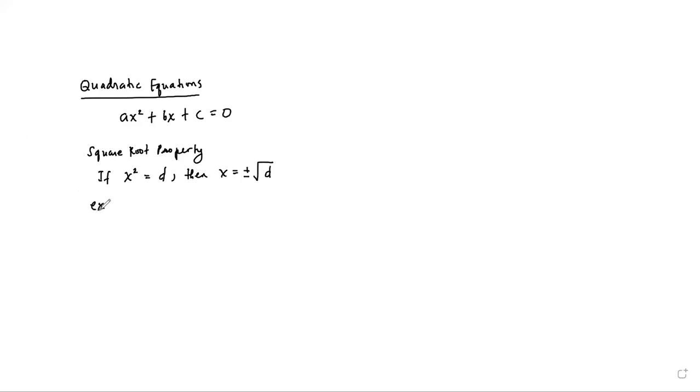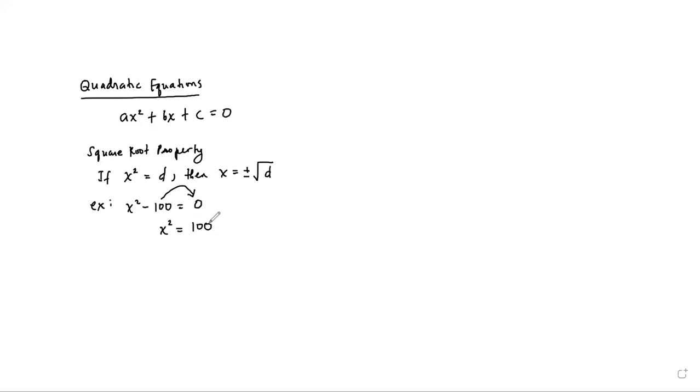So for example, if we have x squared minus 100 is equal to 0. So this is a quadratic equation where a is equal to 1, b is equal to 0 because there's no x term in this equation, and c is equal to negative 100. Now, this equation can be solved using the square root property, and we can do it by transposing negative 100 to the right side. So this gives us x squared is equal to positive 100.